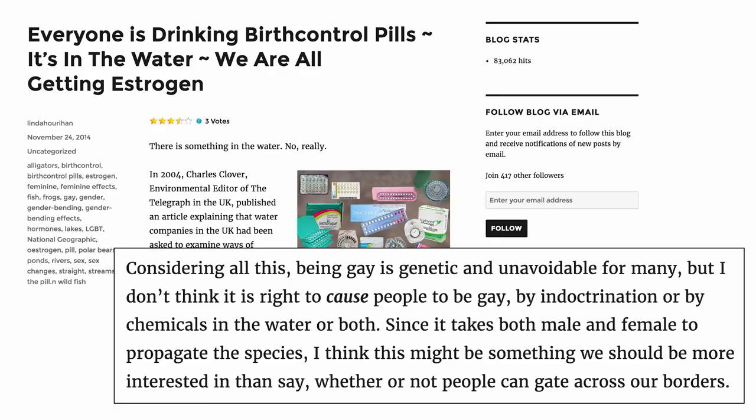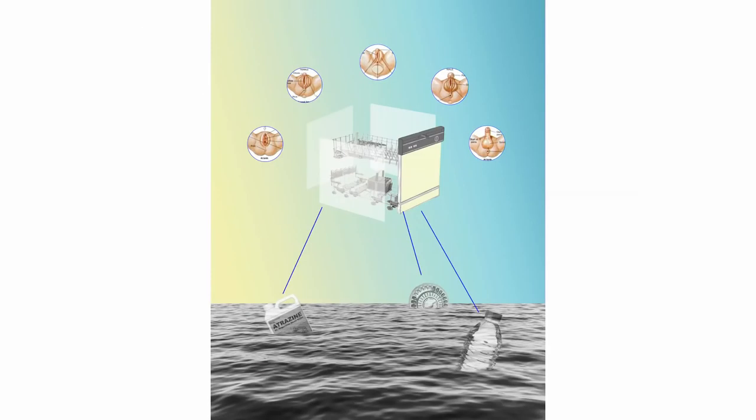I came across this blog post that said, well, I don't think it's right that the government is putting birth control pills in the water supply. It's making all the men gay, and we need both male and females to reproduce the human species. And it's like, well, I think there's more urgent reasons that you should be angry that there's all these pollutants in the water supply, aside from turning men gay.